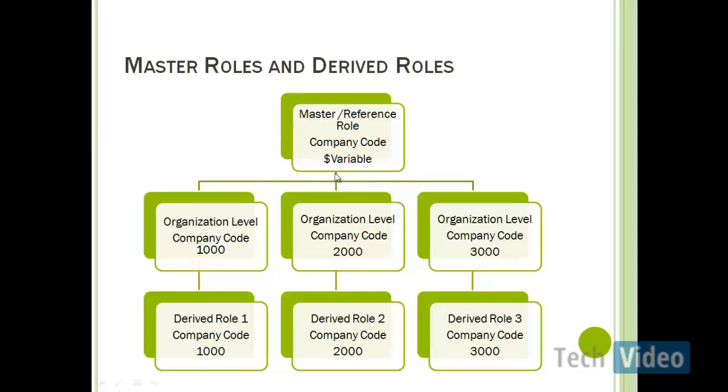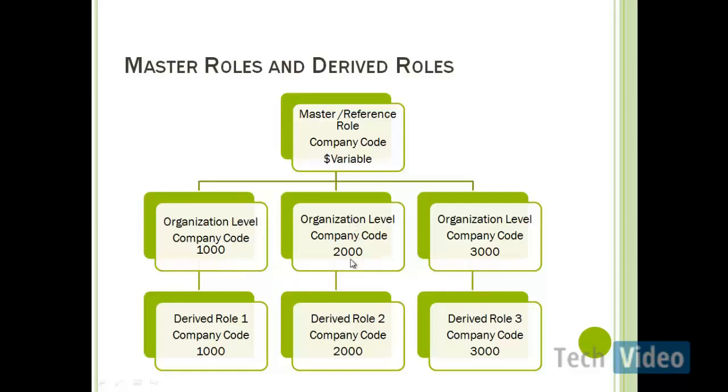Meaning, if we have a collection of authorization objects which we have developed for a specific function or a position, which will have quite a lot of objects, this will remain the same for each derive role. The difference is only the organization levels. In our example we said 1,000, 2,000 and 3,000 with different company codes. This will have different organization levels.